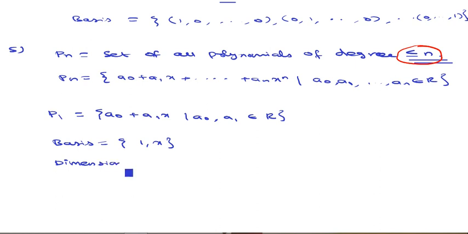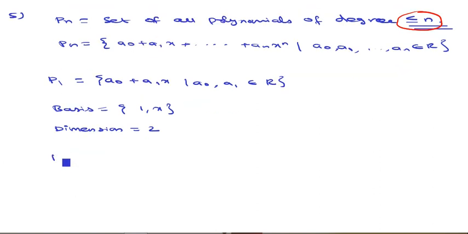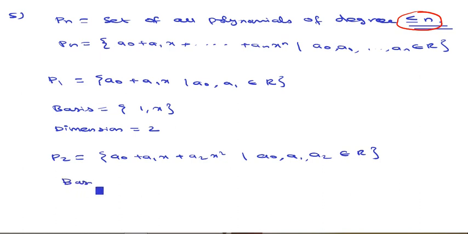So therefore, here the dimension is 2. Since there are two elements in the basis, the dimension is 2. And P2 will have elements of the form a0 plus a1x plus a2x square, such that a0, a1, a2 are real numbers. So here the basis is 1, x, x square. So here the dimension is 3.